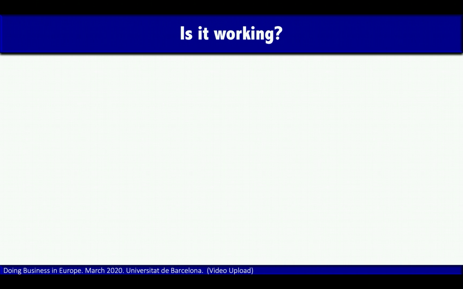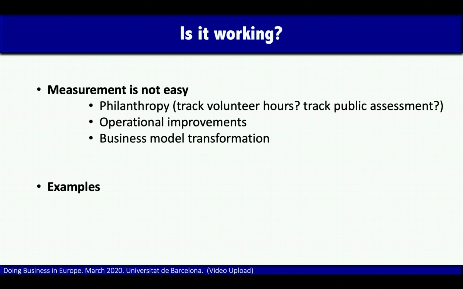Now, how to assess whether it's working or not? So, well, first, of course, measurement is not easy. There's some examples that we can show when it actually is measured, but some others show it's not easy to actually measure it. Right? So, for example, for philanthropy actions, it's very hard to measure in some senses, right? So you can track the volunteer hours, but what's the impact if you have some people helping out on the ground or engaging with the communities at the grassroots level, right?